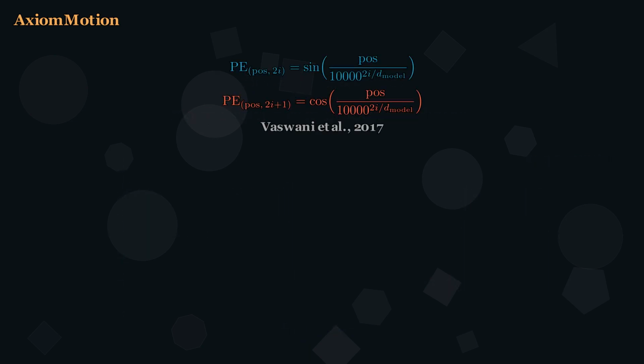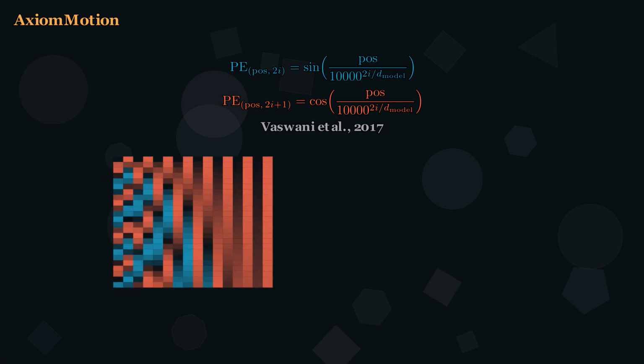Now, where does this appear in modern AI? In every transformer model. The positional encoding from the original 2017 paper uses sine and cosine at geometrically spaced frequencies. Here is the encoding matrix. Each row is a position. Each column alternates between sine and cosine.